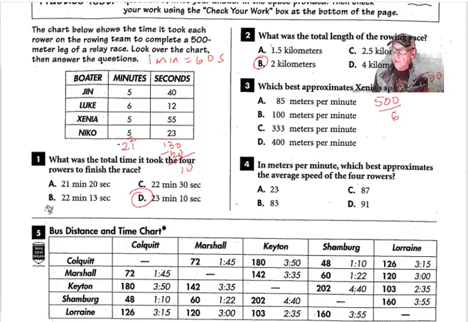So 500 divided by 6, that's going to give us 8. 8 times 6 is 48, 2 left over, that's going to give us 3. 3 times 6 is 18, 2 left over. So 83.33, but it's approximate. The closest one to it is going to be A, which is 85 meters per minute.